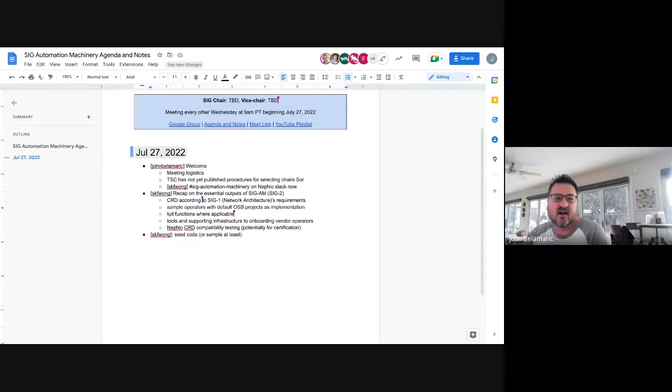This SIG, automation machinery, is really about the meat of the telco aspects of Nephew. If we think about Nephew as a platform that in and of itself doesn't necessarily have a telco flavor, the real business logic and application logic, the thing that implements what the network architecture SIG came up with, lives in this SIG right here.